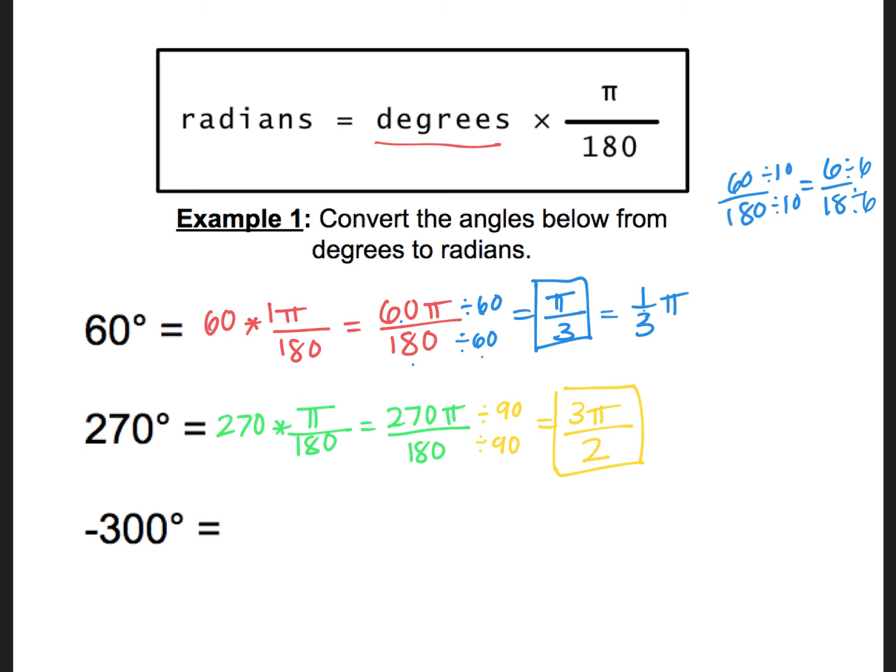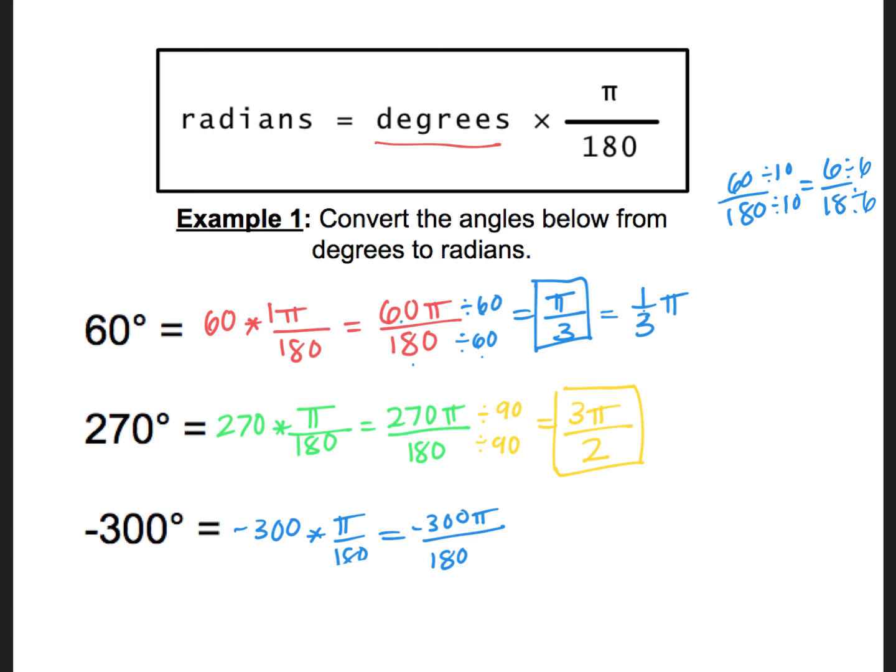All right, and my last one. We have negative 300 degrees. We're going to do negative 300 and then multiply by pi over 180 again. When we do that, we'd get negative 300 pi divided by negative 180. Now, I don't really know off the top of my head what exactly goes into negative 300 and negative 180. Oh, excuse me, your 180 should not be negative. It was just 180 to begin with.